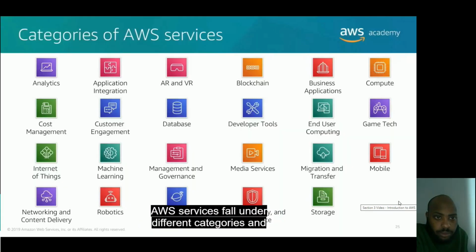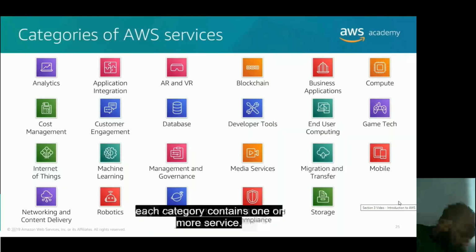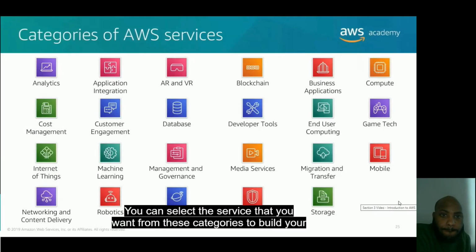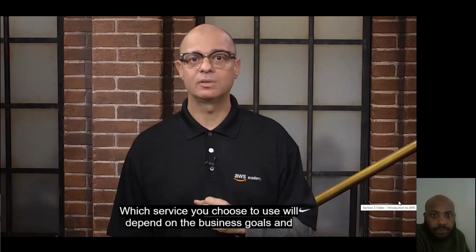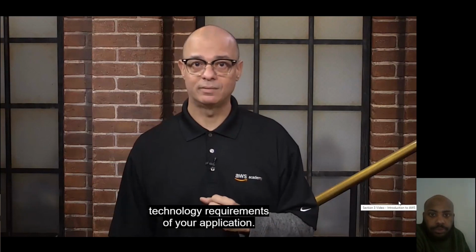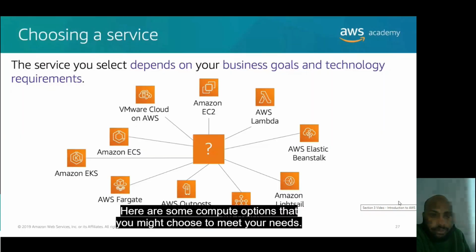AWS services fall under different categories, and each category contains one or more services. You can select the service that you want from these categories to build your solutions. Which service you choose to use will depend on the business goals and technology requirements of your application. Here are some compute options that you might choose to meet your needs.